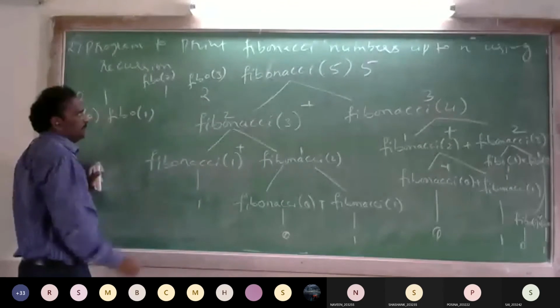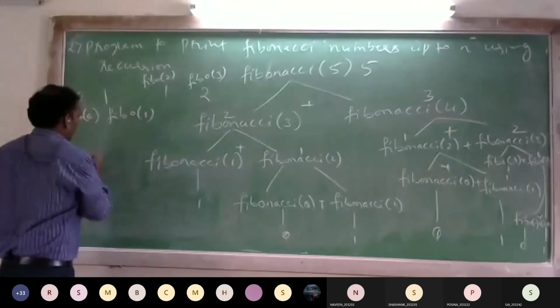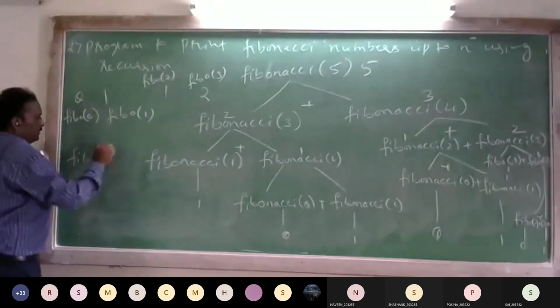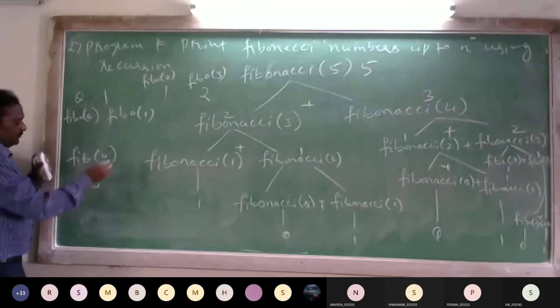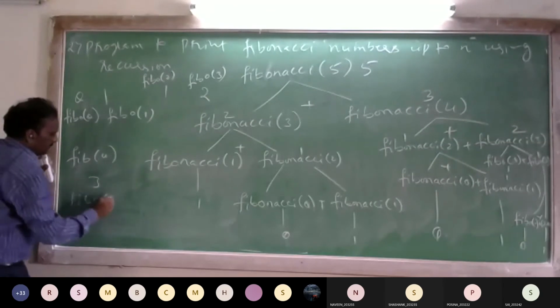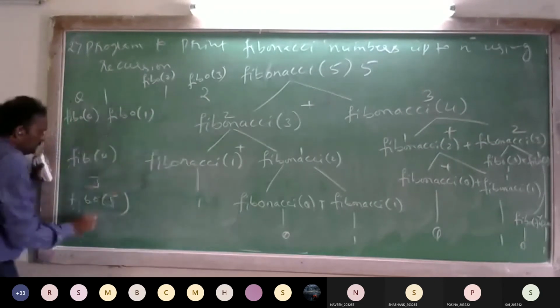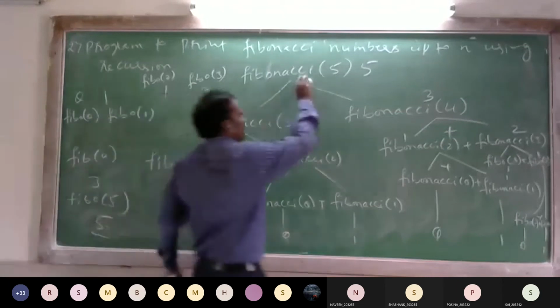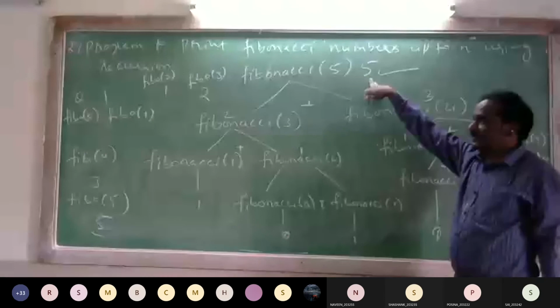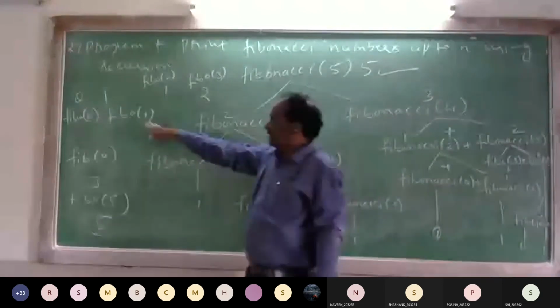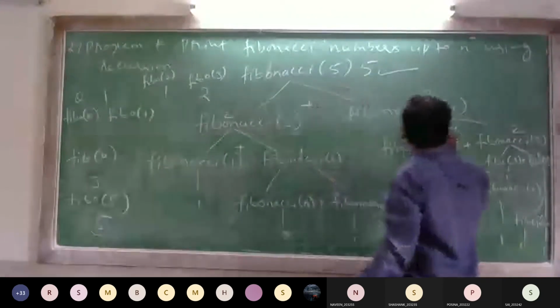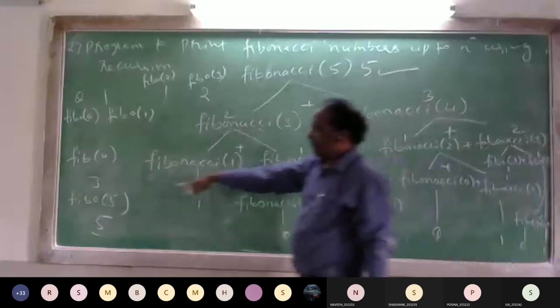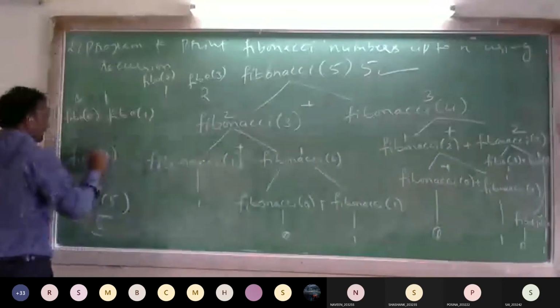What is Fibonacci of 4? 1 plus 2. Fibonacci of 4 is 1 plus 2, which is 3. What is Fibonacci of 5? Fibonacci of 5 is 2 plus 3, and 2 plus 3 is 5. So Fibonacci of 5 is 5, Fibonacci of 3 is 2, and Fibonacci of 4 is 3.